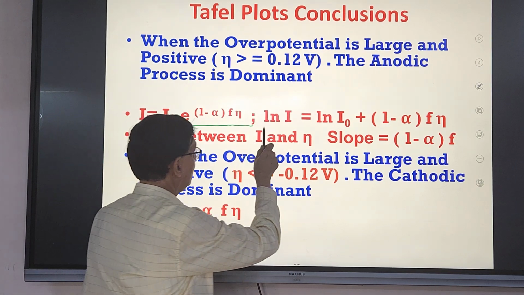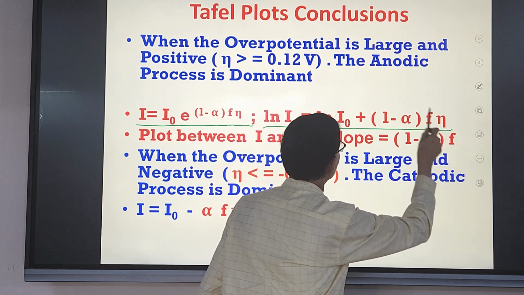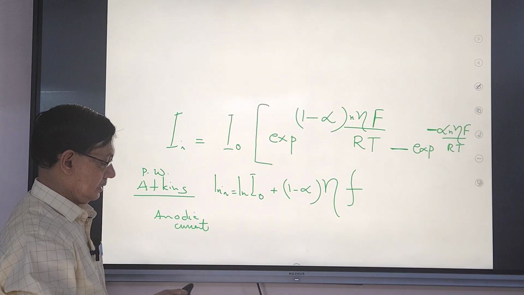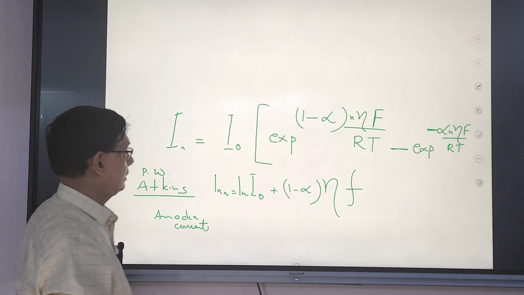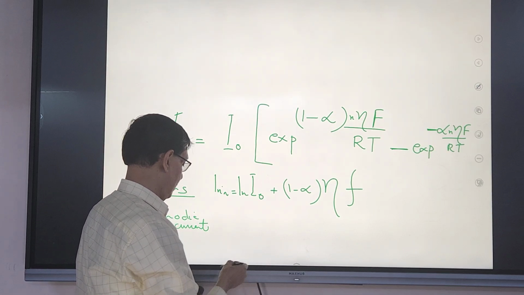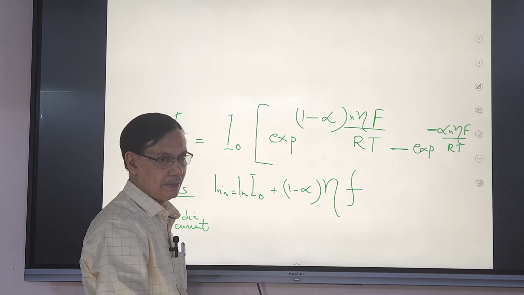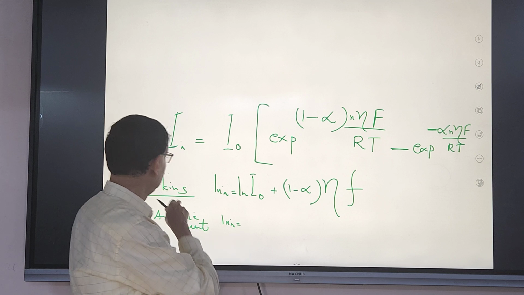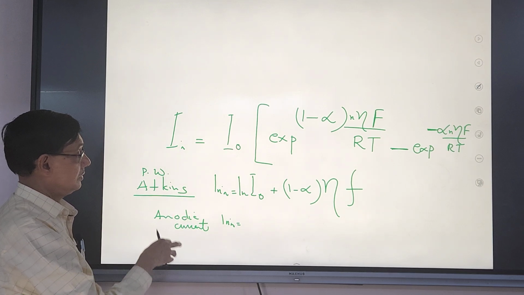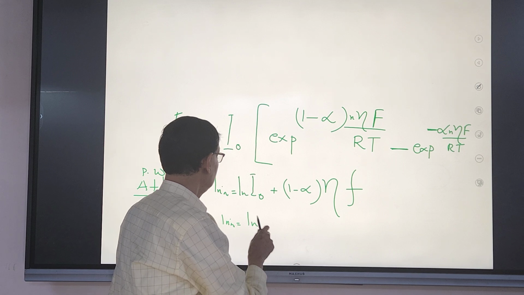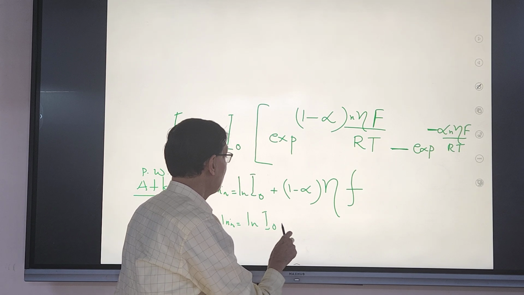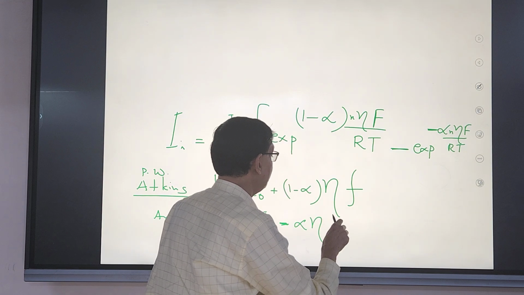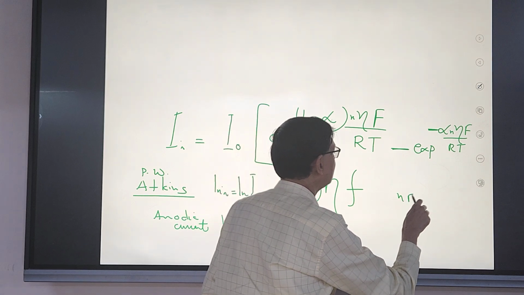And if I take the logarithm, log of I0, same thing. Second case, when the overpotential is negative, large negative, I am just using natural log. I am using Atkins, I must confess. Natural log of I0 minus alpha eta and F. F means nF, whatever you want to write, no problem.